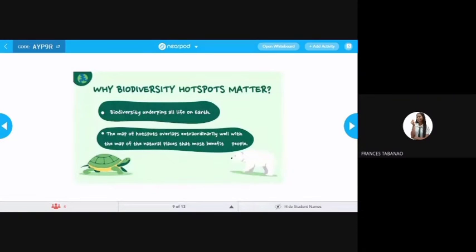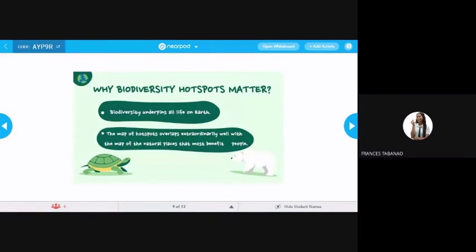Now you might be wondering, why do biodiversity hotspots matter? Why are they important? Biodiversity underpins all life on Earth. Without species, there would be no air to breathe, no food to eat, and no water to drink. There would be no human society at all.